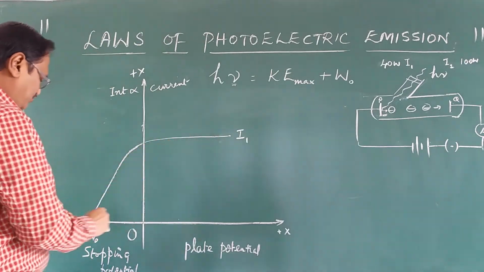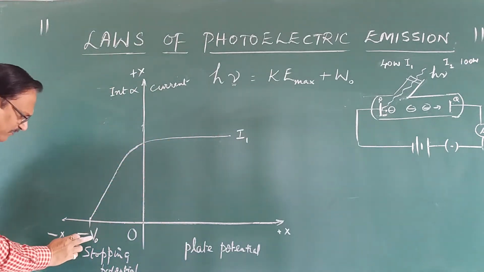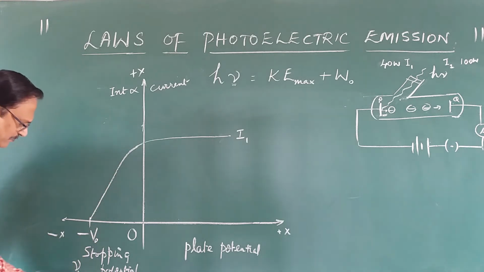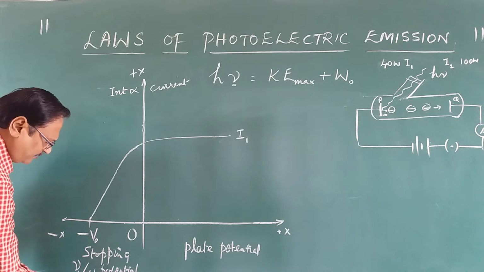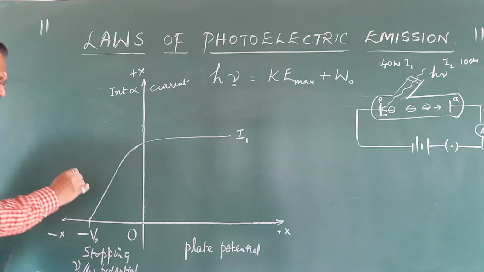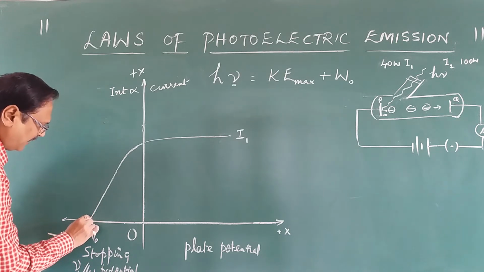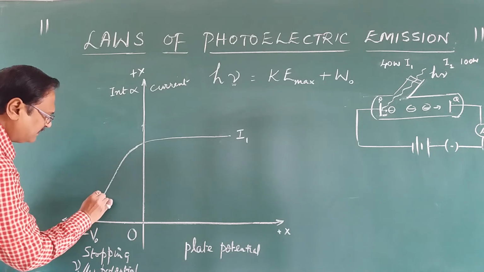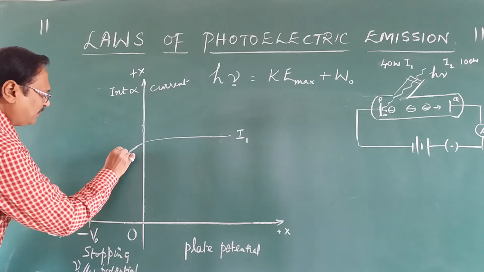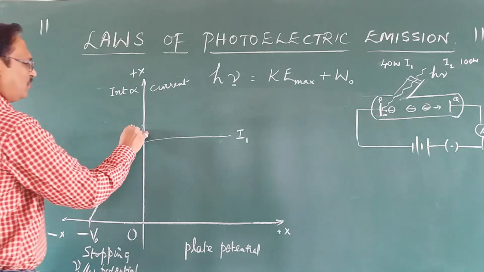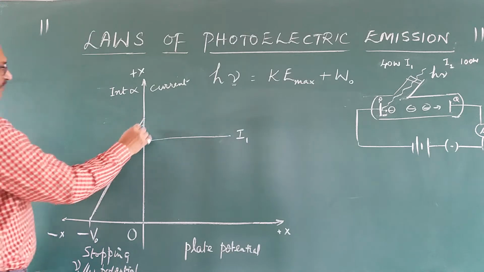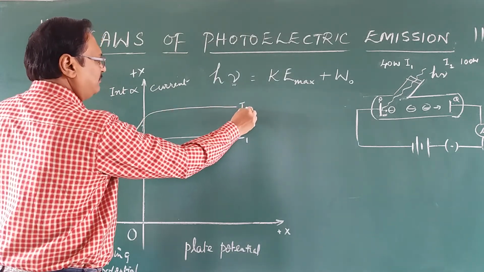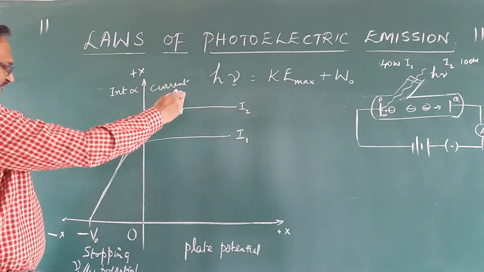Now for more intensity, the stopping potential V naught is the same, the threshold frequency is the same, the work function of the particular metal we have taken is the same, all are the same. So it will start from here, and you will find that it will go on increasing, and at a particular point it will increase more, and more electrons will come out. That means the current will increase.